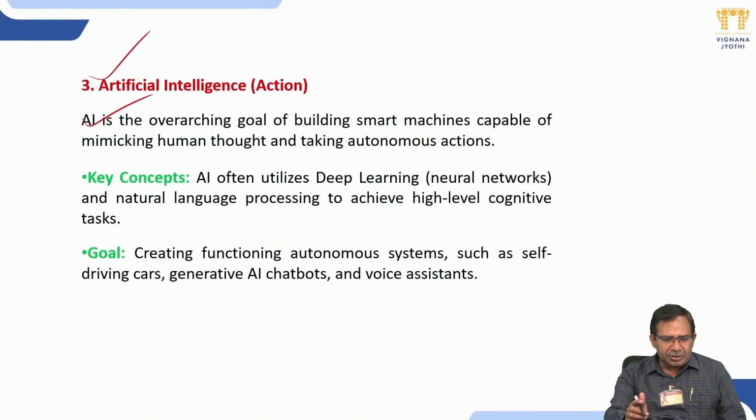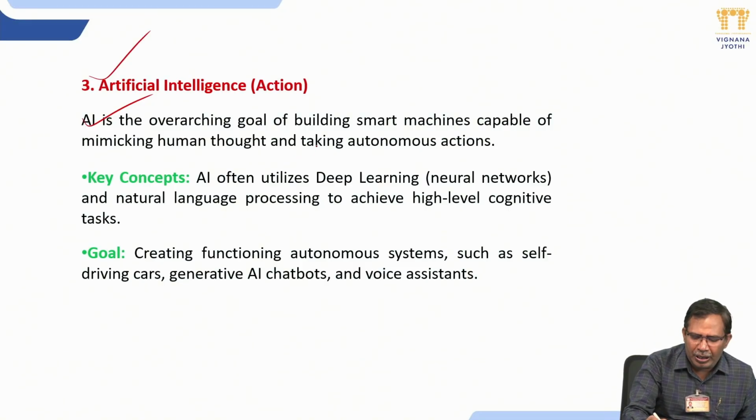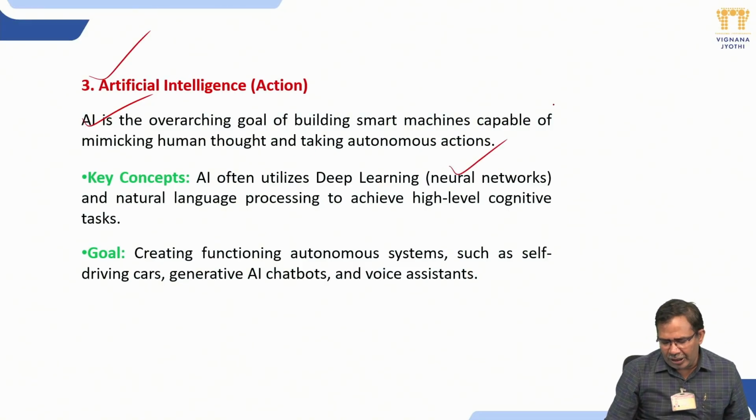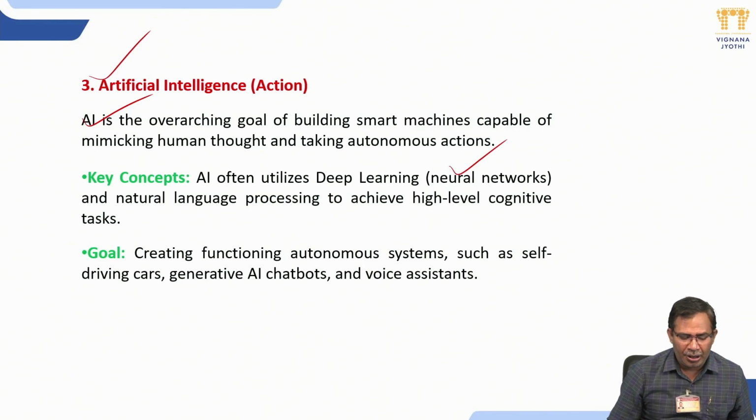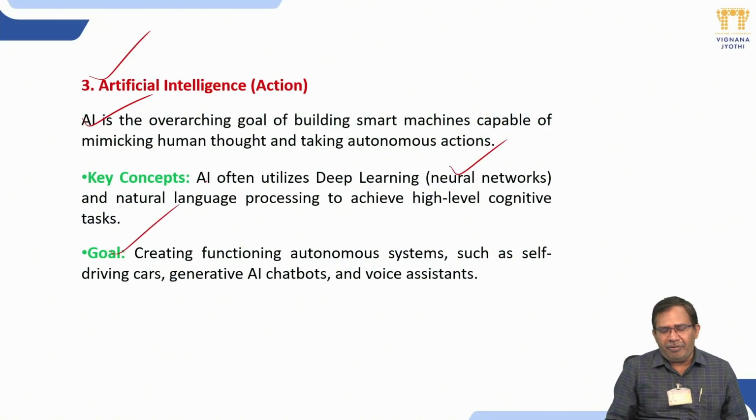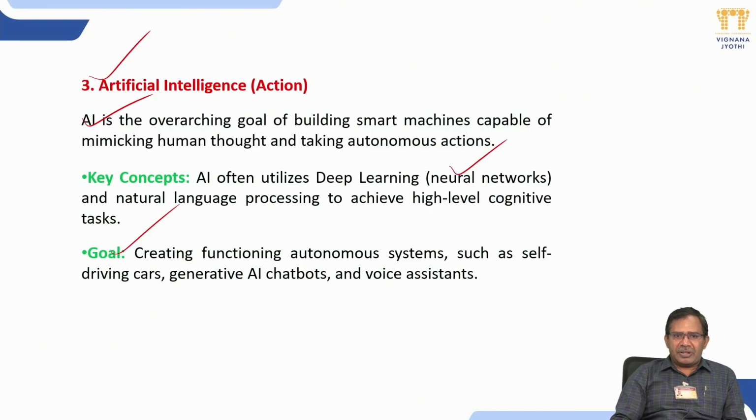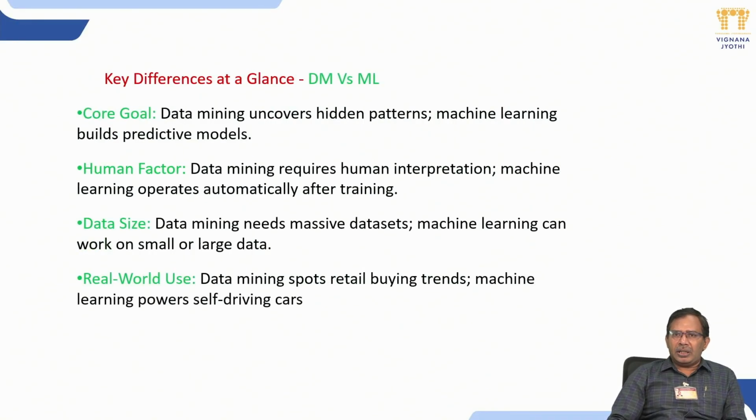The key concept here is that AI uses deep learning for working with unstructured data, working with huge data where feature extraction is autonomous and the decisions are very accurate. Here, the goal of AI is to create functioning autonomous systems such as self-driving cars, generative AI chatbots, and voice assistants, which take the query from the user and give the proper answer in an automated process, working all the time, 24 by 7 by 365.